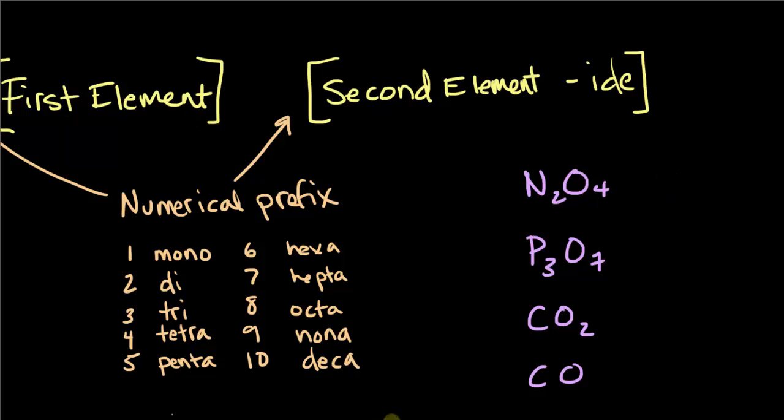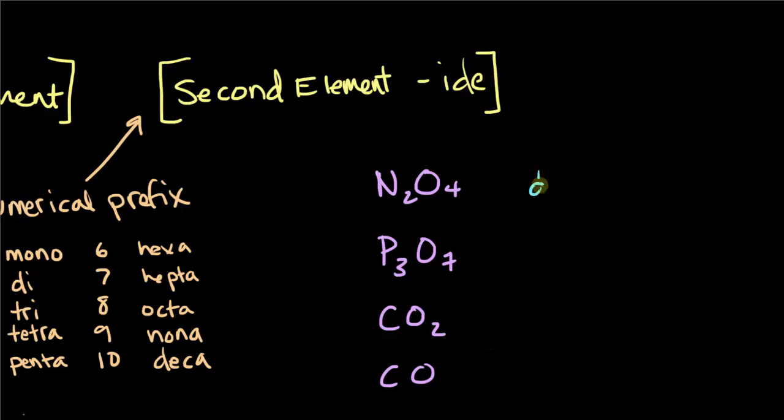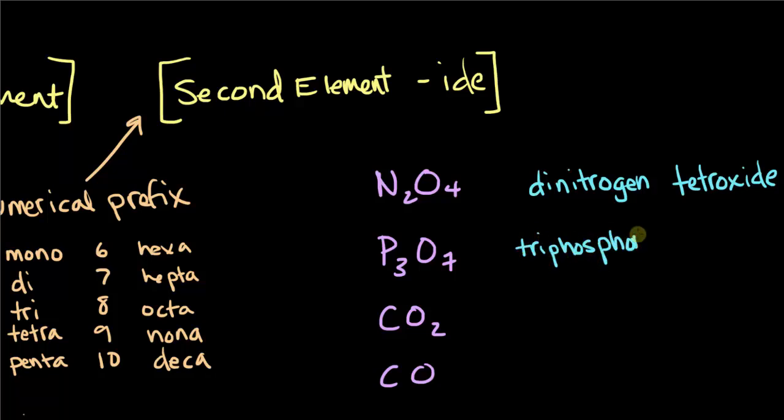N2O4 would be dinitrogen tetroxide. Notice we say tetroxide and not tetraoxide. I suppose if you said tetraoxide, it wouldn't be terrible. We tend to say tetroxide just because it sounds better. For phosphorus, P3O7, that's going to be triphosphorus heptoxide.